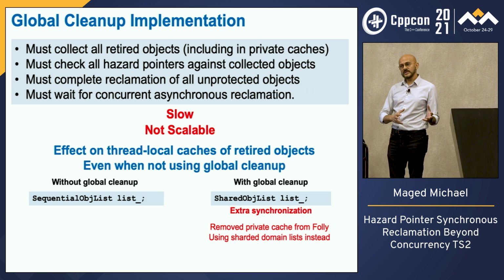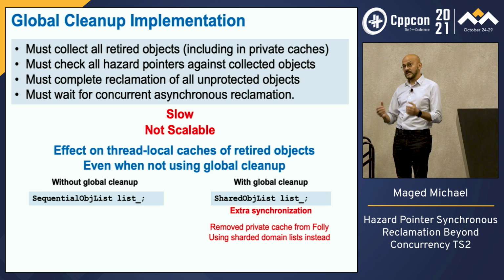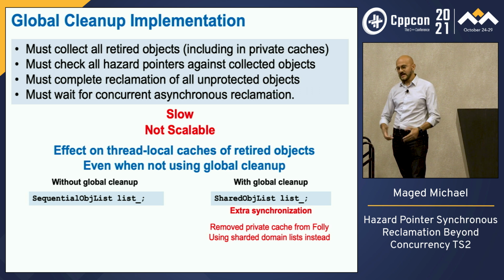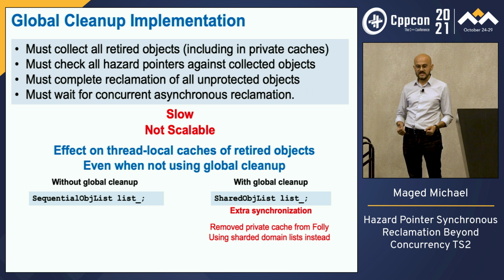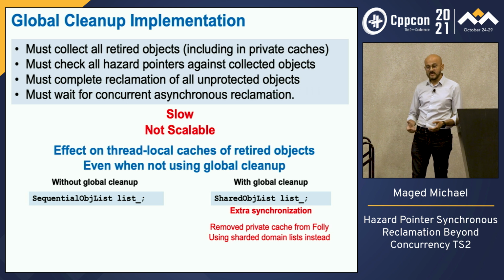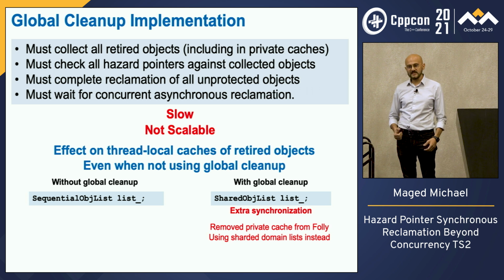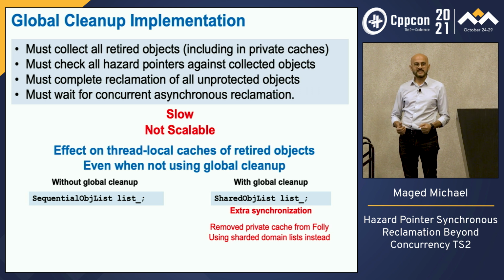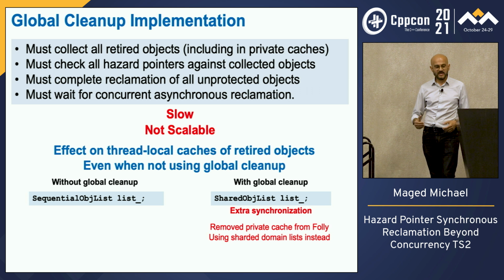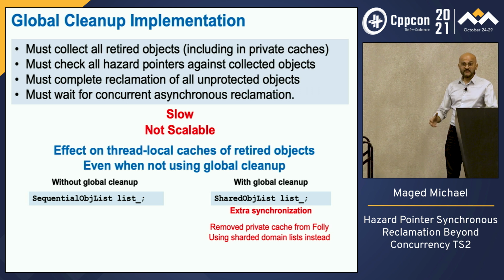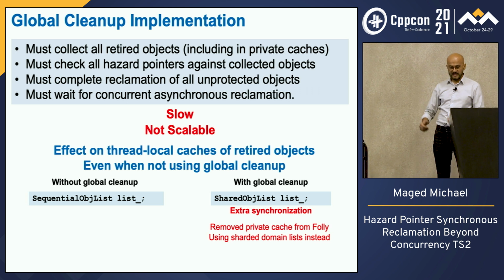But now, because we do have global cleanup that has to extract these objects from the thread local structure, we have to use extra synchronization. And actually, recently I removed that capability from the Folly library, because we support sharded lists in the domain, so it's the same synchronization without the extra headache. So that's kind of a downside of supporting that.